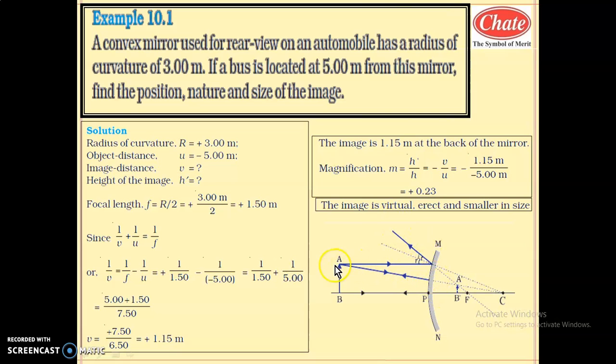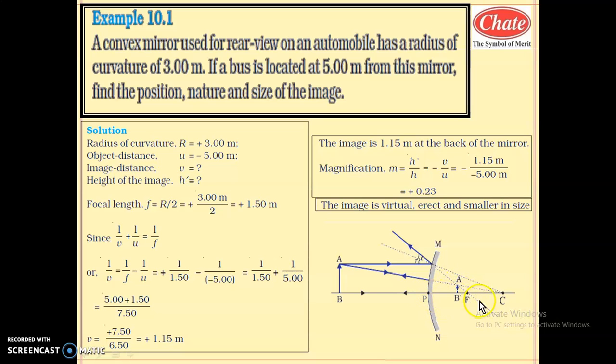And the second ray, which is going toward the center, will reflect along the same line. Wherever these two rays intersect... actually, these reflected rays are moving away from each other, so they will not intersect in front of the mirror. They may intersect behind the mirror. So the intersection of these two reflected rays is here. So here is the position of the image. The image will be formed between P and F.